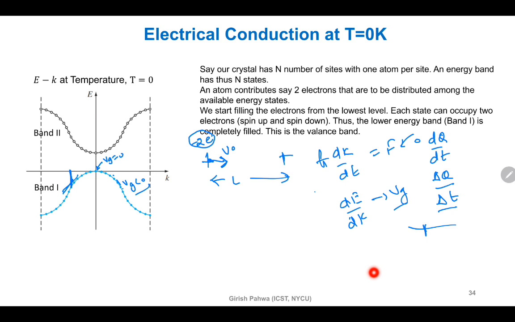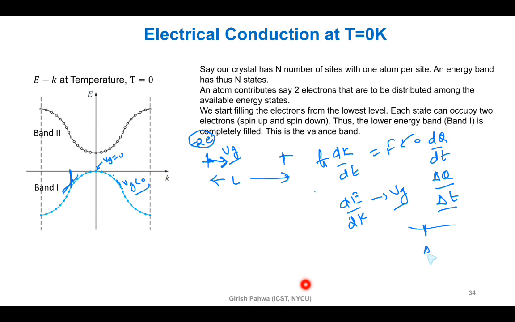If my velocity is Vg, charge is minus 2e, what? Vg by L. You forgot one factor. If my charge is traveling from here to here, how much current will it contribute? You have to simply calculate delta q by delta t.